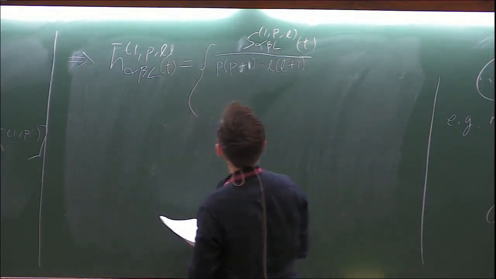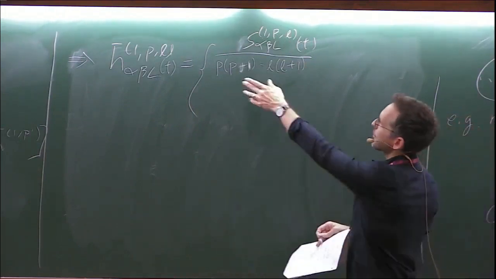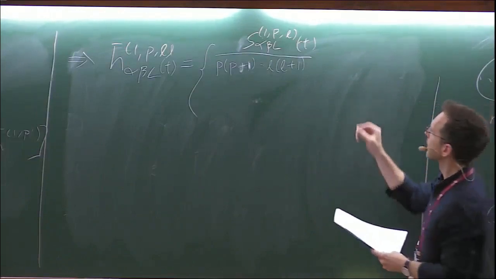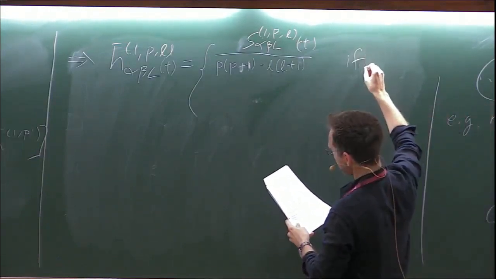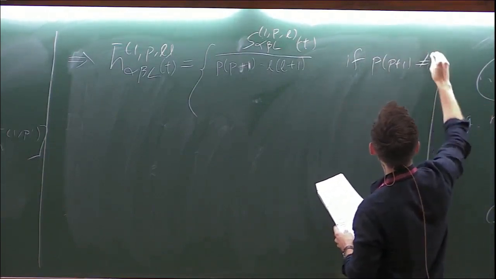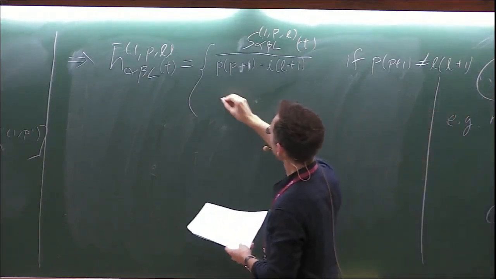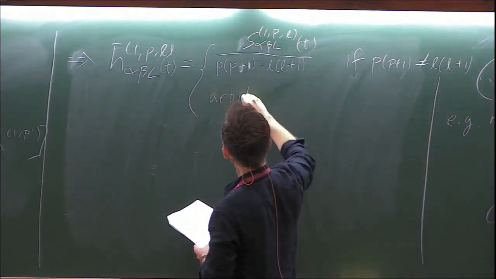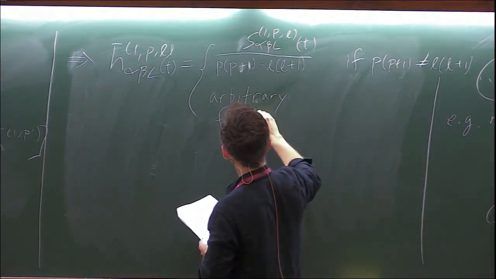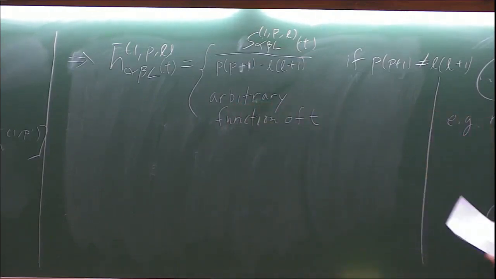Okay, so I'm leaving myself room because obviously this does not apply if this factor is 0, if the denominator there is 0. So this is if p times p plus 1 is not equal to L times L plus 1. If it is equal, then you just have an arbitrary function of time.